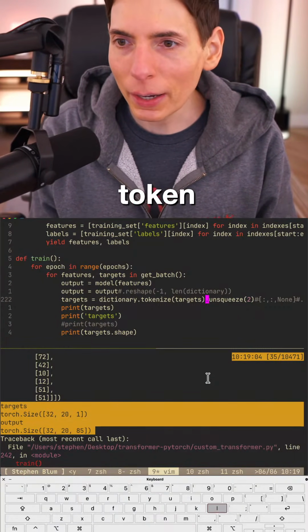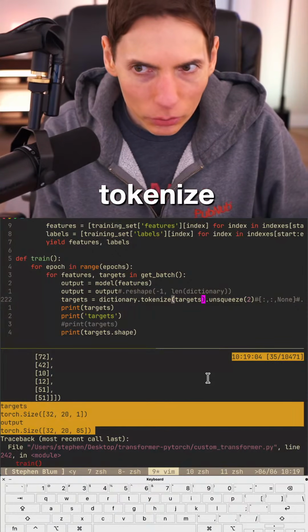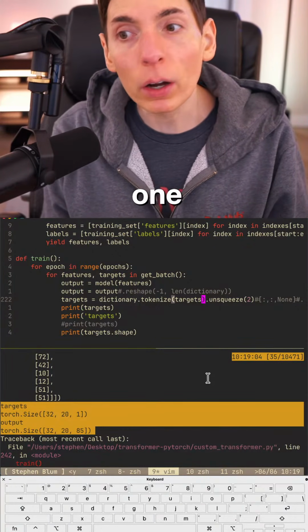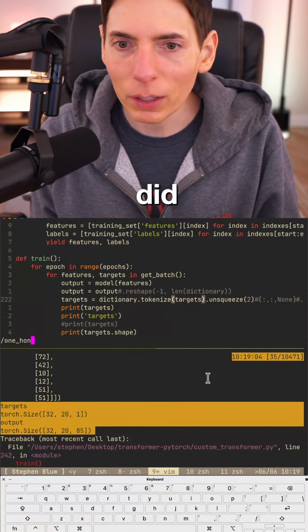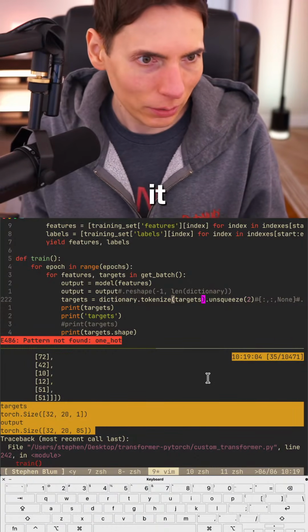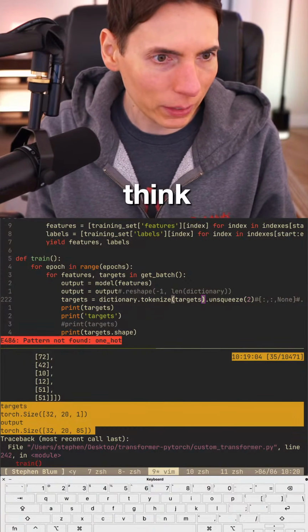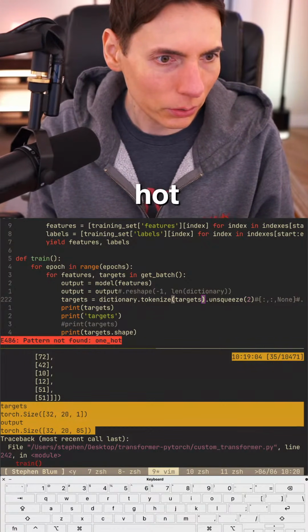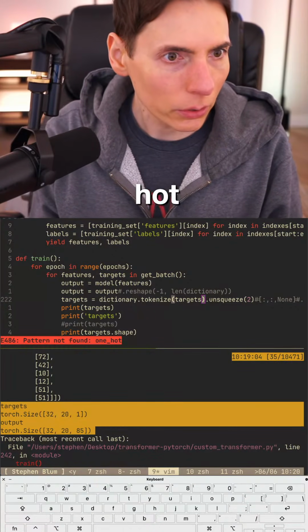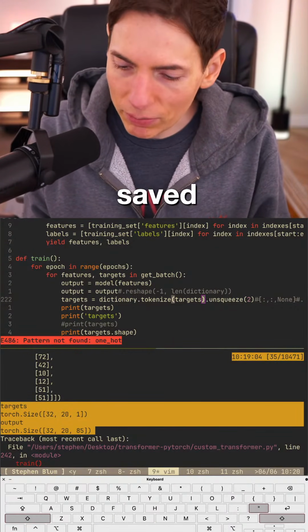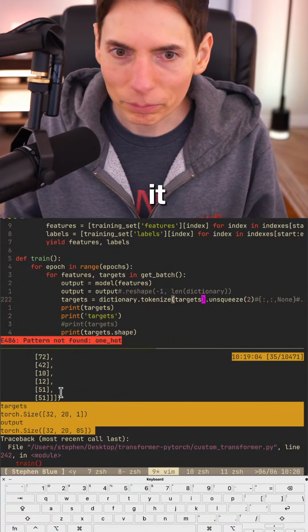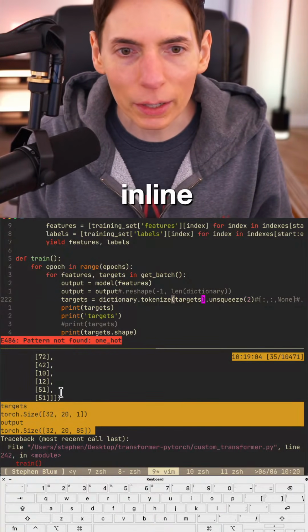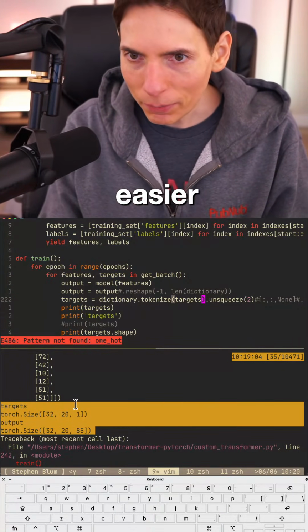So do we tokenize the targets, or do we just one-hot? I think one-hot automatically, so one-hot. Did I delete it? I deleted it. Don't worry, I think I've got it right here. One-hot. There it is, okay. All right, I've saved it. You guys, I saved it. Just doing inline one-hot, that's way easier.